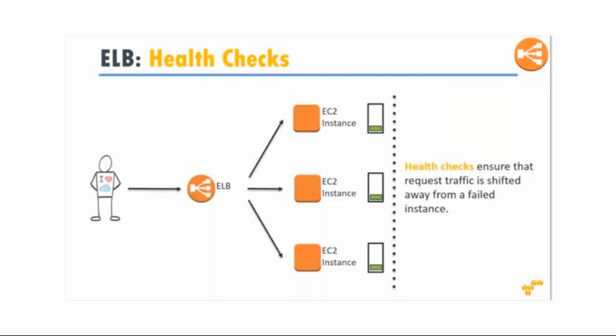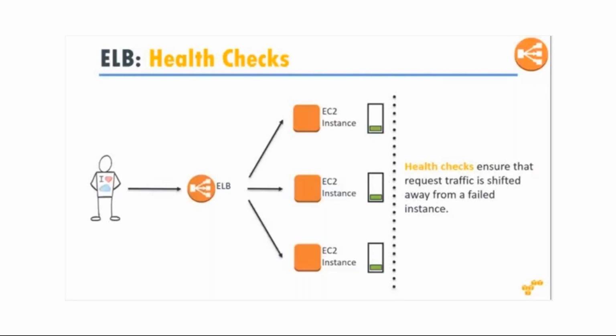For example, one instance has failed. Automatically, whatever traffic is coming to the failed instance is shifted to other instances. That is the reason that in an elastic load balancer, health checks of each and every instance are going on. Whenever any one instance's health check fails, it will automatically shift the requests to other instances.